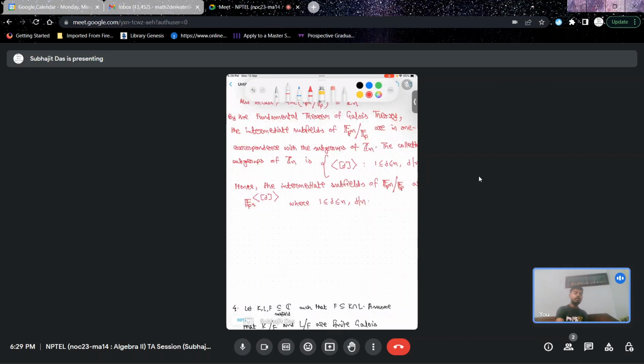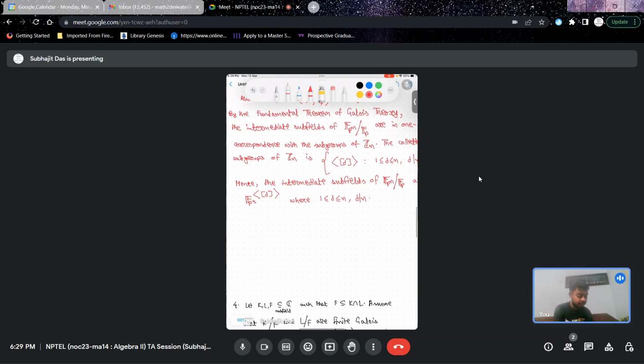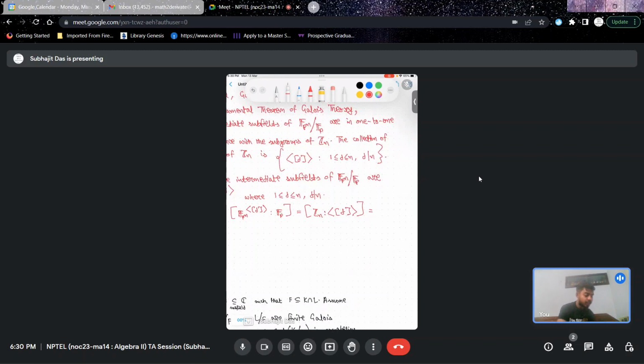And if we want, we can give a more concrete description of these subfields. So note that the degree of this fixed field over F_p, by the fundamental theorem of Galois theory again, is equal to the index of this subgroup in Z_n, right? So what is the order of the subgroup generated by d? The order of the subgroup generated by d is precisely n by d, right? So the index is d. I hope I am not wrong here.